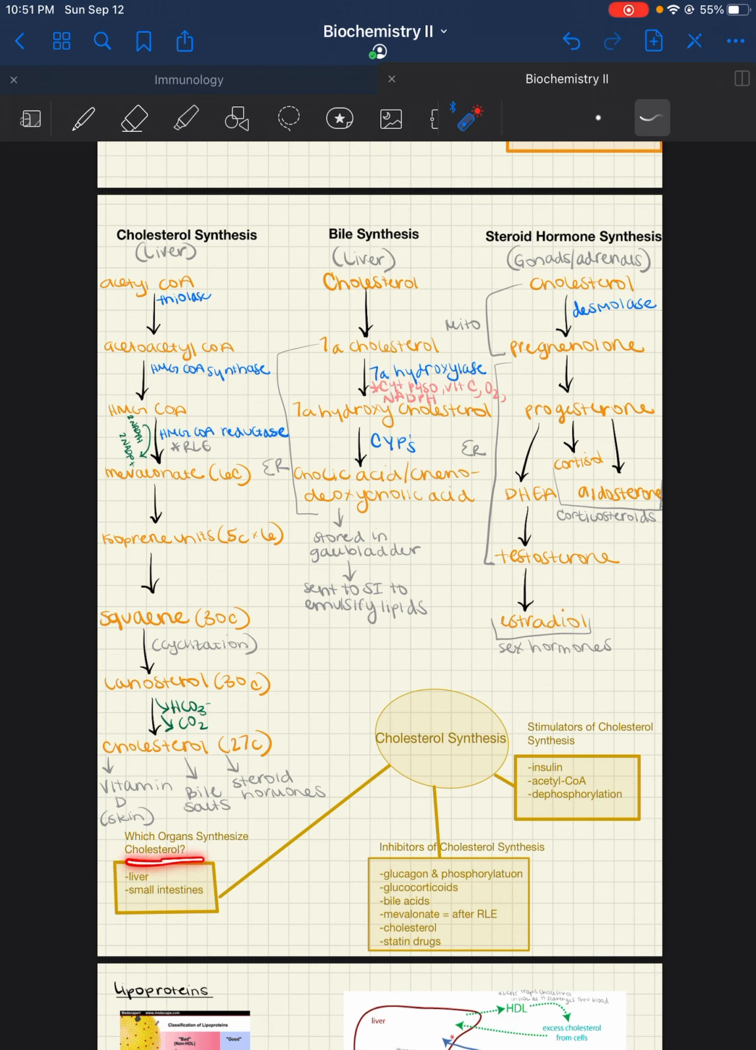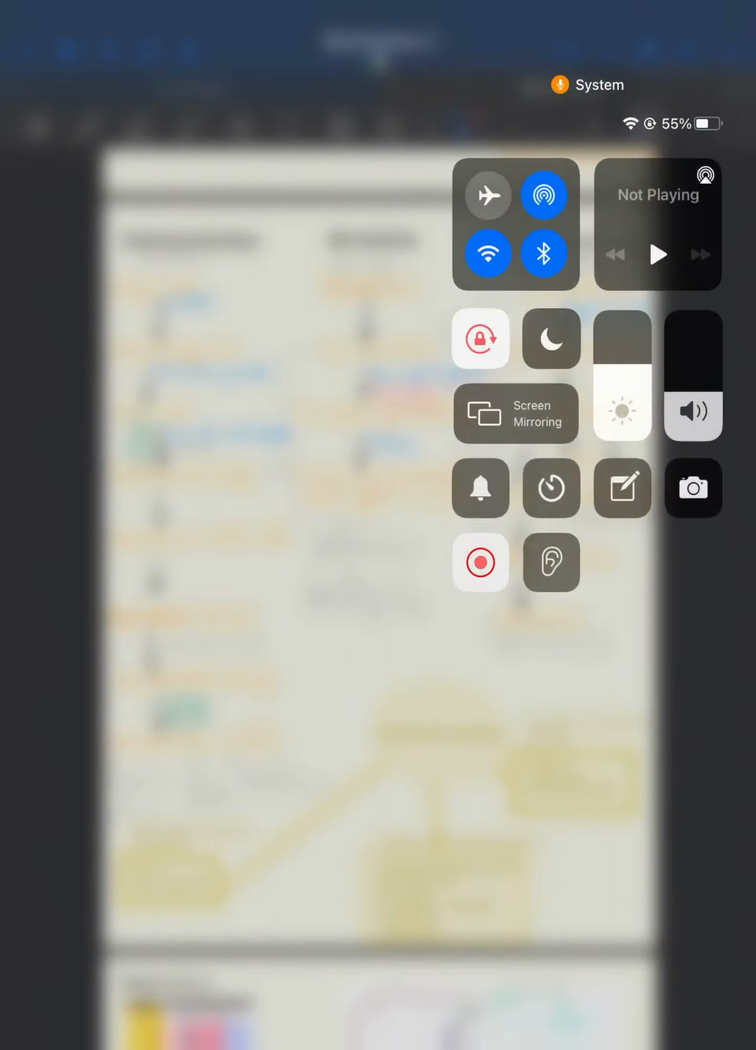Cholesterol is made in our liver, so it's made endogenously in the liver and in the small intestine, but we also get it from food that we eat. I hope that made sense.